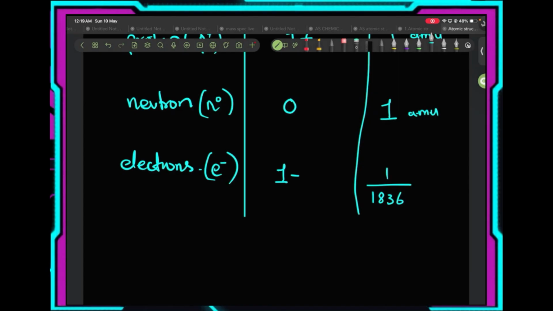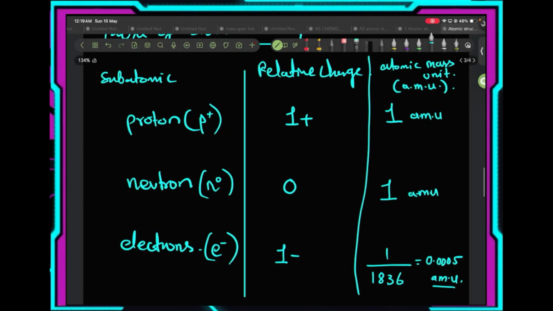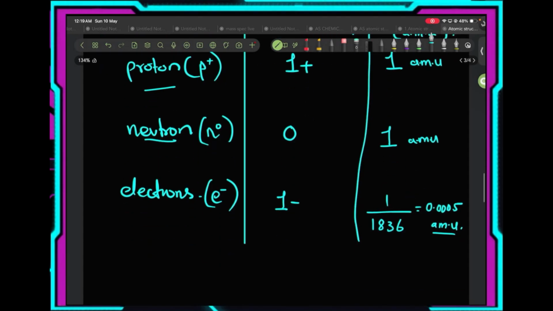Do you understand scientific notation? Okay, so let me just convert it into ordinary form. That is about 0.0005 AMU. So compared to the mass of a proton and a neutron, the electron's mass is comparatively insignificant, or we could call it negligible mass, right?